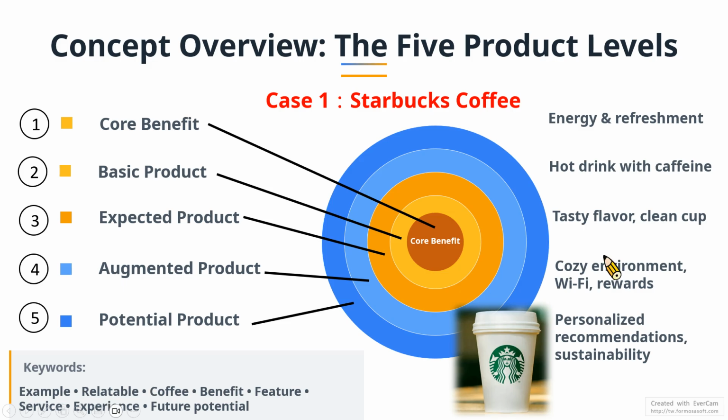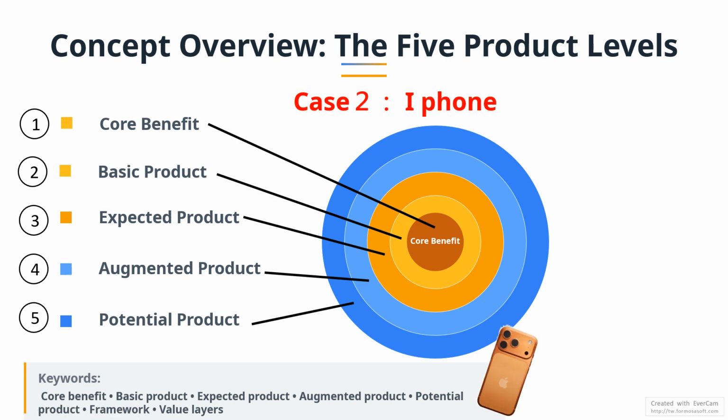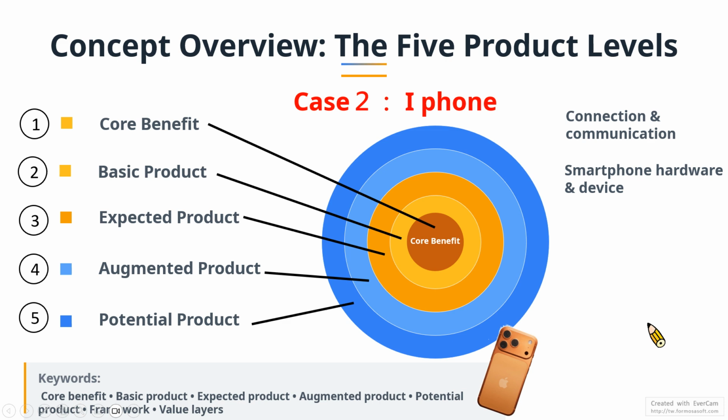Then we see case 2 is about iPhone. Could you imagine what the 5 product labels of iPhone are? The first one, core benefit. What's that? For the iPhone, the core benefit is about connection and communication. The second, what's the basic product? It's the smartphone hardware and the device.